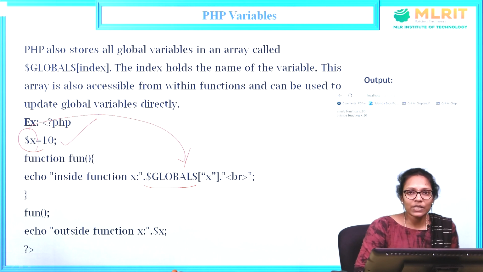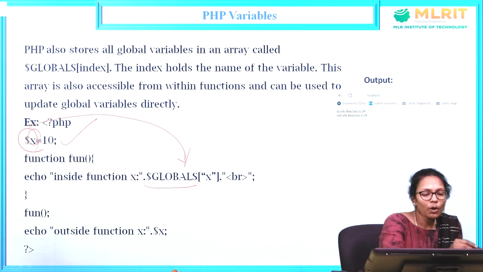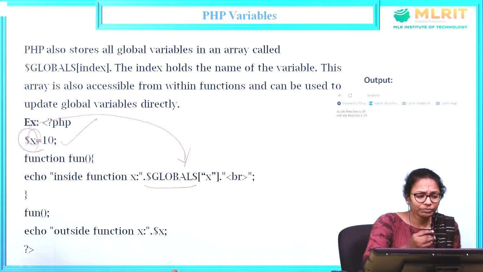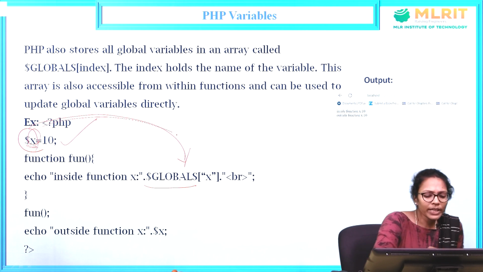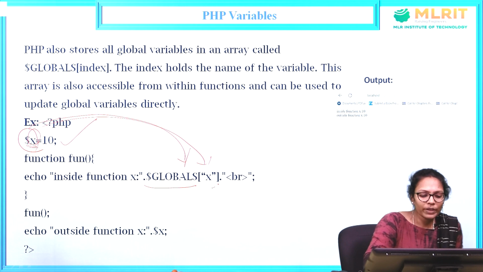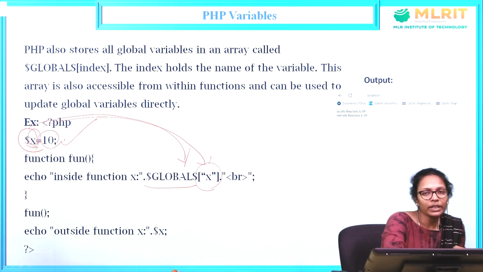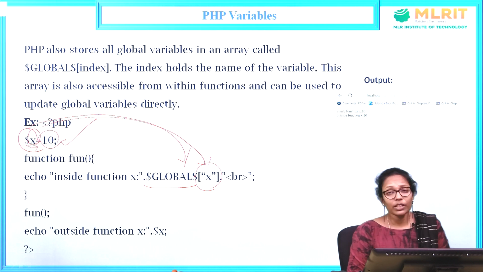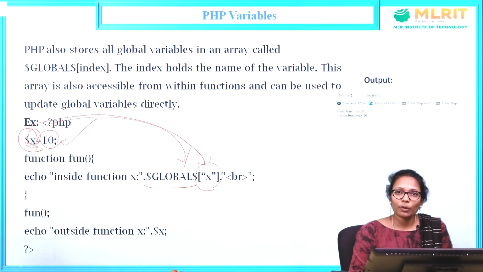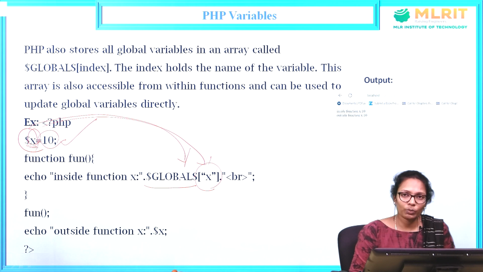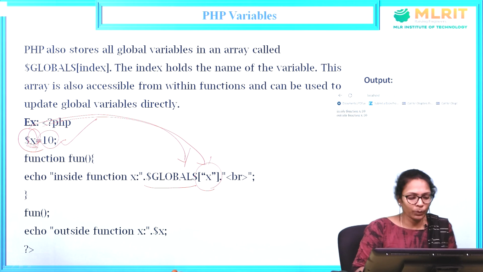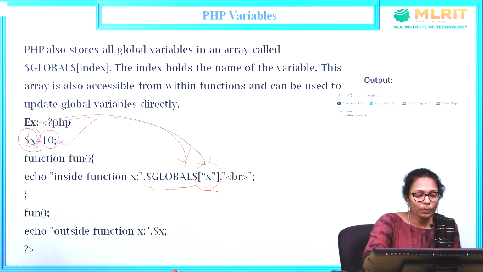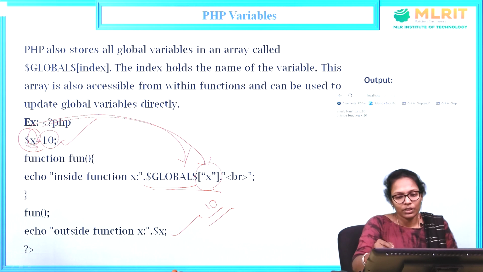Now, what is the index for this? The name of the variable is the index for this array. What is the name here? x, so x will be the index. So if I pass $GLOBALS['x'] like this, I will get the output 10. So this is another way. In this way, I don't need to inform the function about the global variables; directly, I can use the predefined $GLOBALS array. This array stores all the global variables of the program. Here I have only one variable, so $GLOBALS['x'] will be replaced with the value of $x. Now outside the function also, I can get this. So, that is the thing.